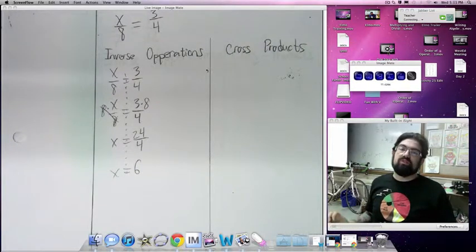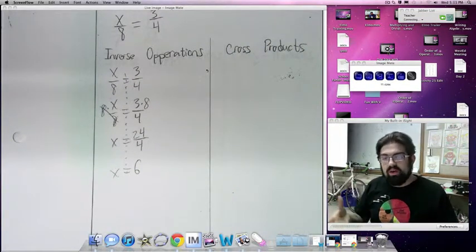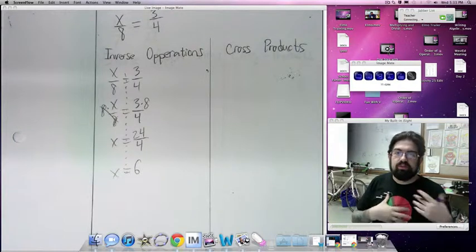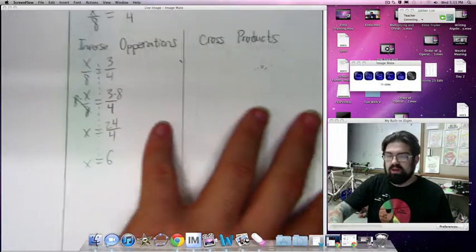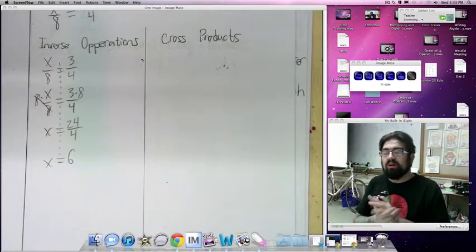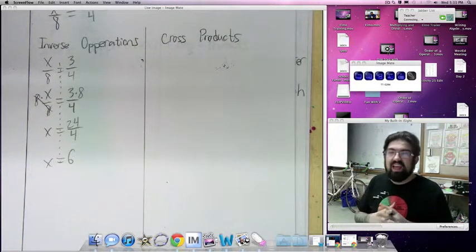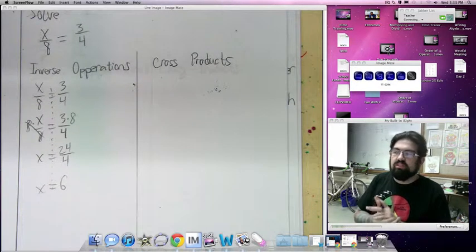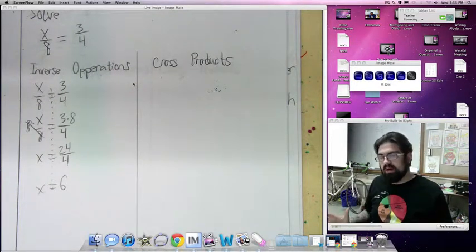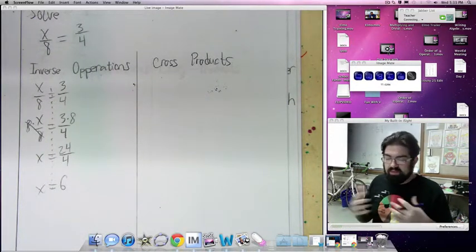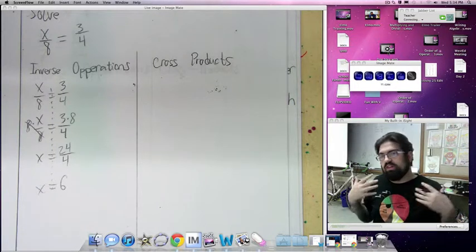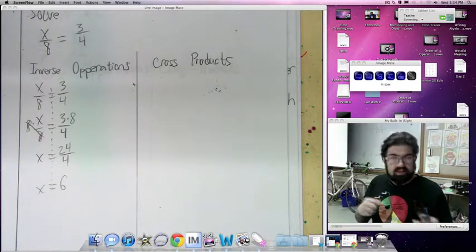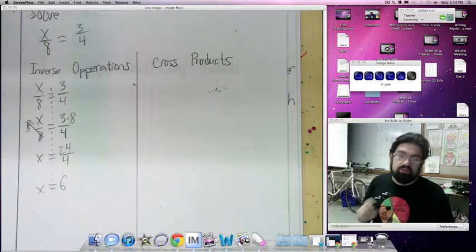Perfect. We know how to do inverse operations. Now it comes time to bring up something else called cross products. Cross products is another way of doing this, and it's a little different, and it helps us when we come up with table problems. And you might be like, what's table problems? What do you mean? That's with proportions, and that's going to be in 2 examples. Here's how cross products works.